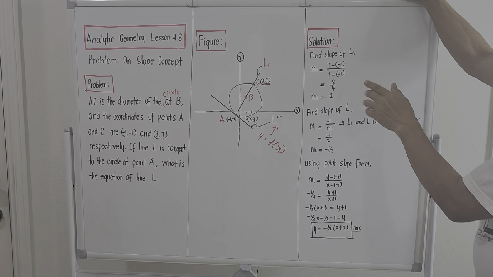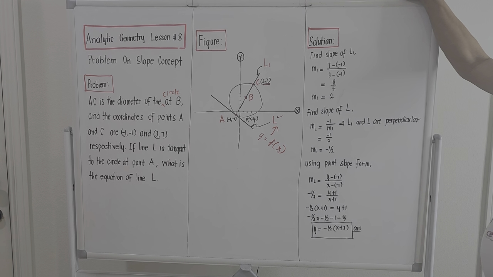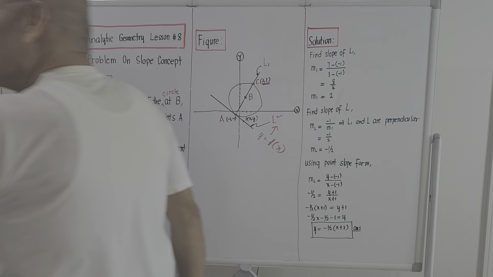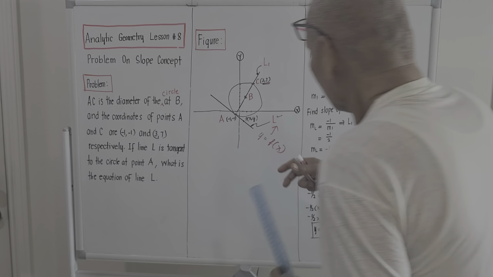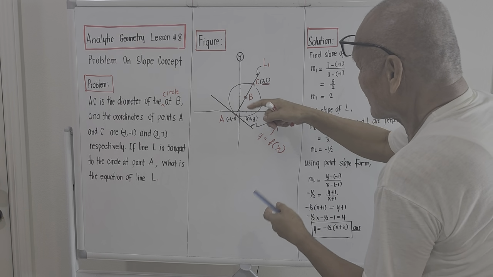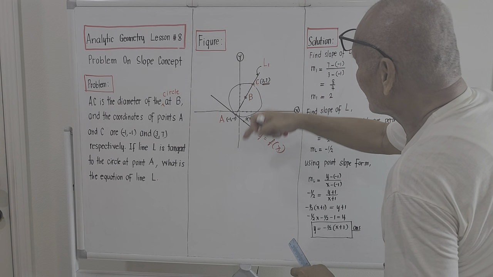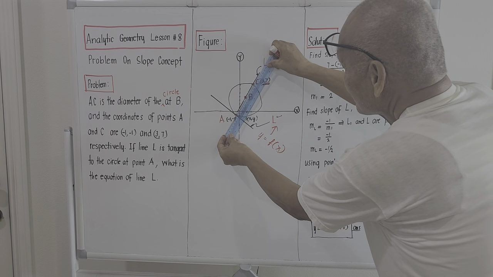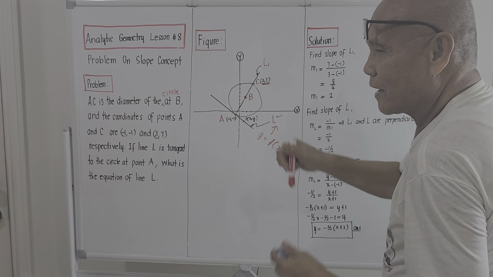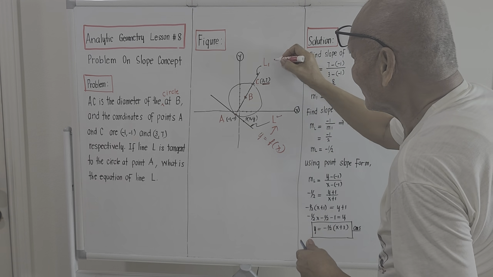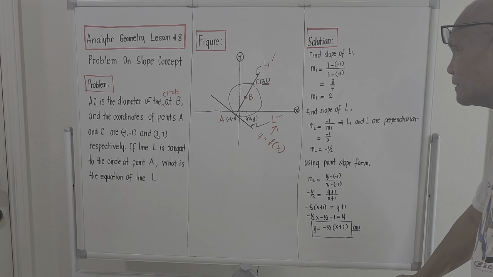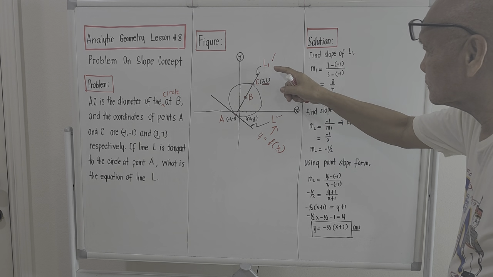Firstly, we will find the slope of line L1. Sorry for this, I'll get my straight edge. This is the diameter of the circle, right? And of course, this is a straight line. I just extend it a little bit. So this is the line passing through the diameter, and I designate that line to be L1. What I will do first is find the slope of line L1.